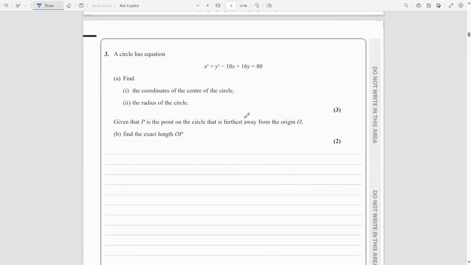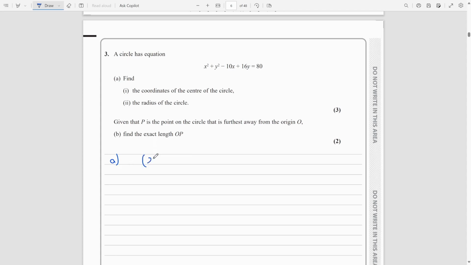Okay, question 3. A circle has equation x squared plus y squared minus 10x plus 16y equals 80. Find the coordinates of the center of the circle, and then the radius. So to do this, we need to have it in completed square form. So we need to complete the square for the x's and the y's. I'll basically be answering 1 and 2 in one go here.